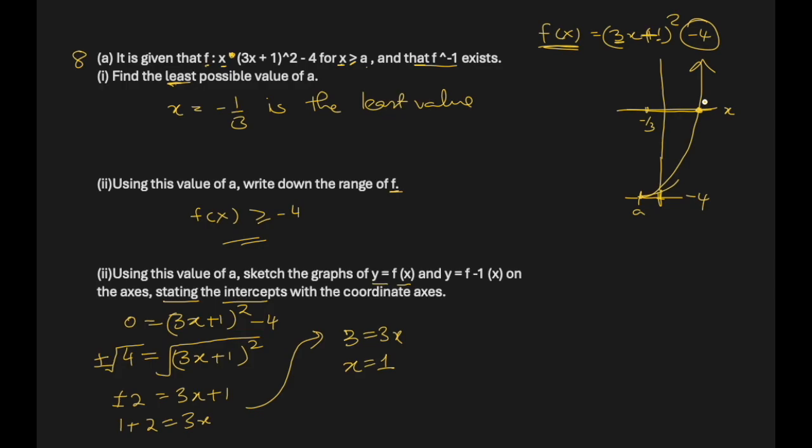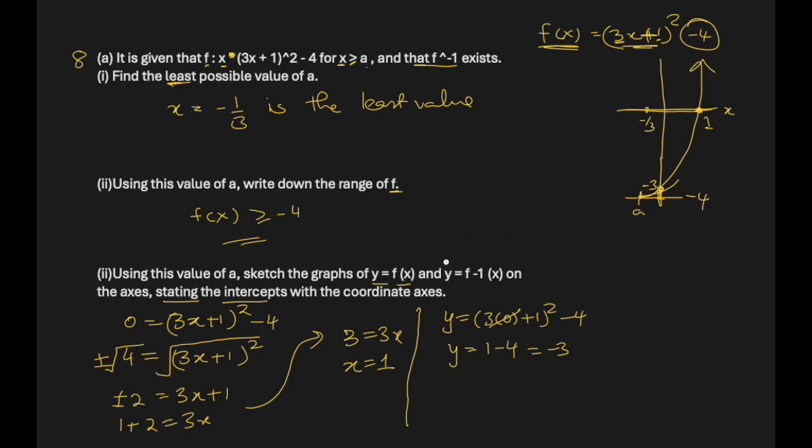This is 1. The x intercept is 1. Y-intercept, we don't know. So let's find y-intercept also. For y-intercept, x will be substituted by 0 in this one. So y equal to 3 times 0 plus 1 square minus 4. So this is 0. 1 square is 1, 1 minus 4, which is minus 3. So my y-intercept is minus 3.